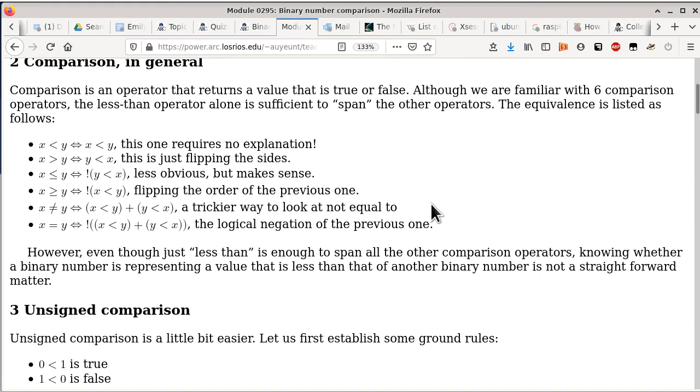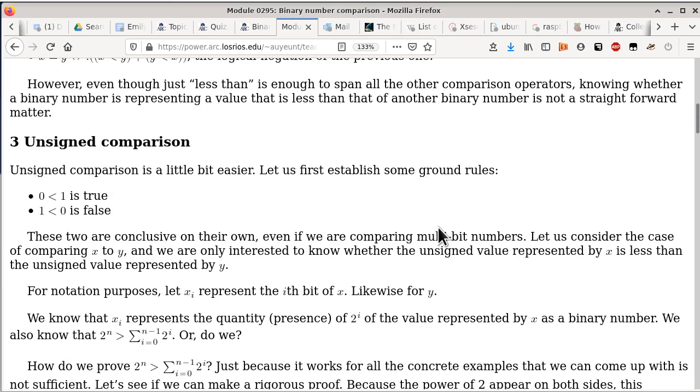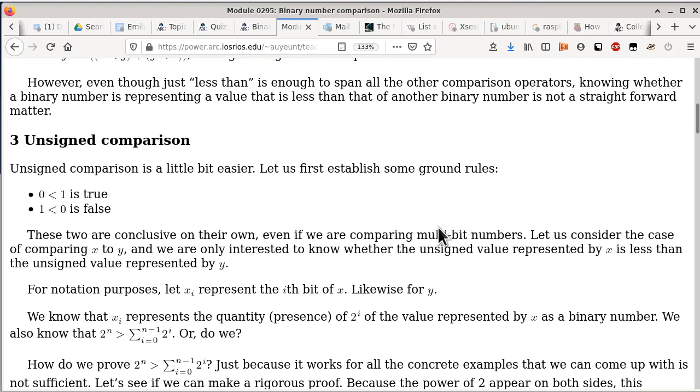So are there any questions about these? Nope. Okay. All right. So the first thing we want to do is to talk about unsigned comparison.